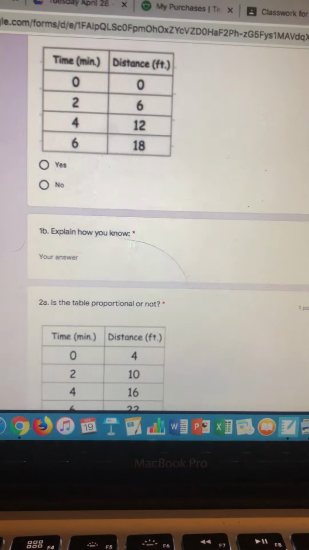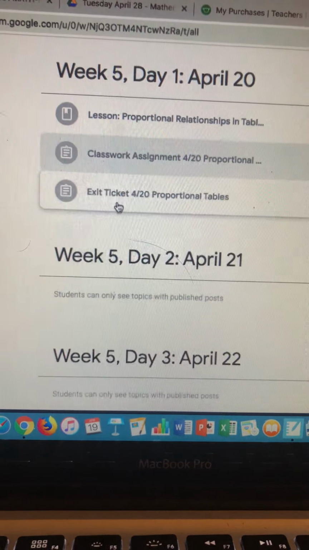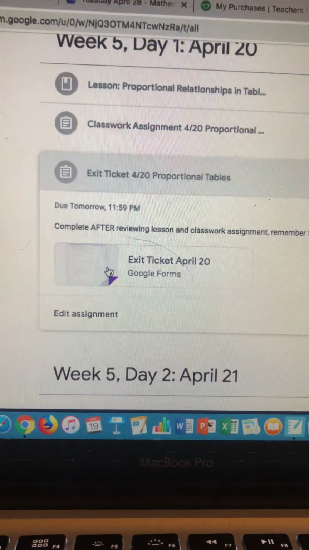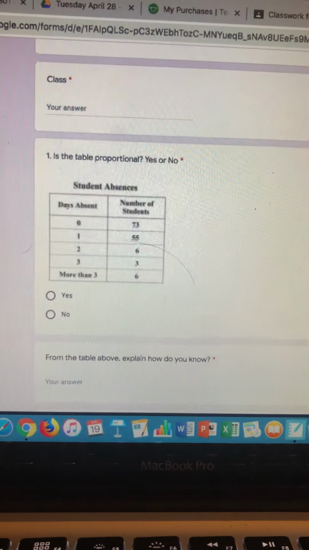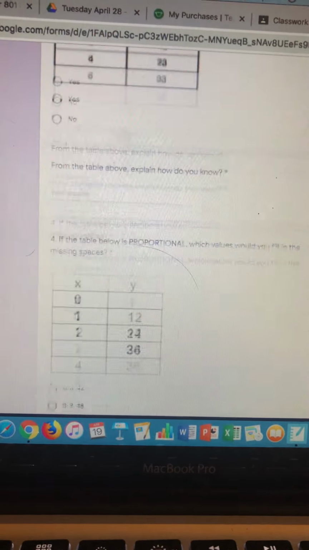Okay, so that's that, and then you have an exit ticket, which is exactly the same thing as your U-Do. It's just a quick assessment for us to make sure that you really understood it. I believe it's just 4 questions.